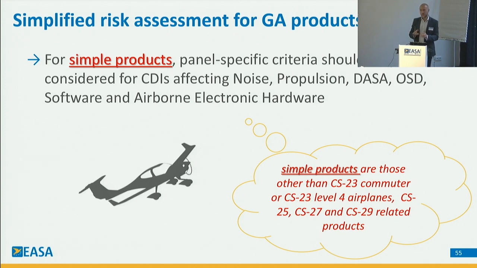So the message is you don't need to use the attachments except for those panels which are mentioned here, which is noise, propulsion, DASA, OSD, and software and airborne electronic hardware. Why make such an exclusion? Because for those panels we identified that the criteria necessary to make the assessment are quite specific. So even for those simple products, if any of these panels is involved, you would have to consider the additional guidance in the cert memo.